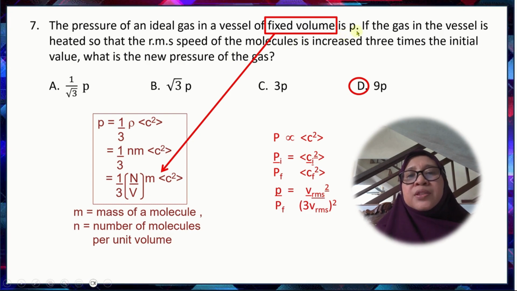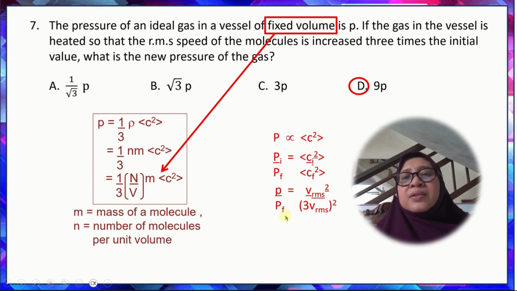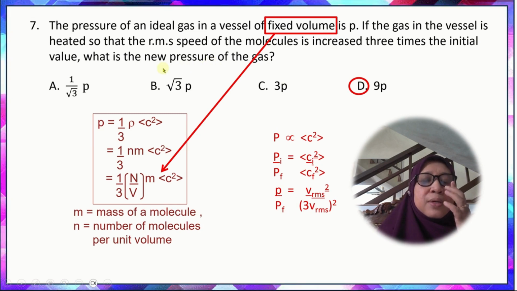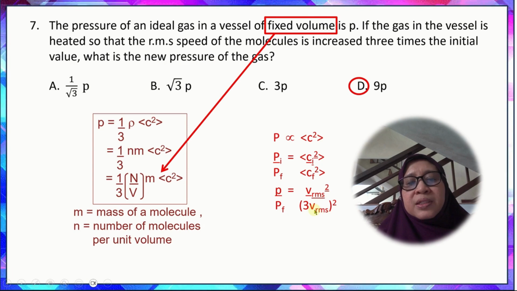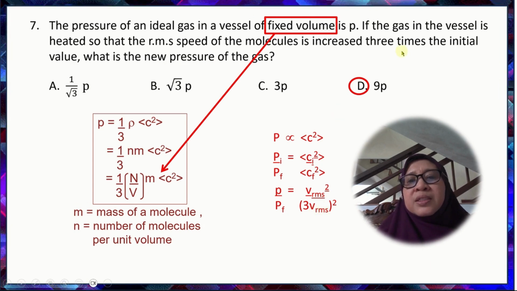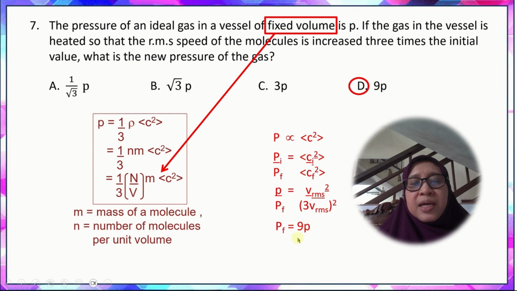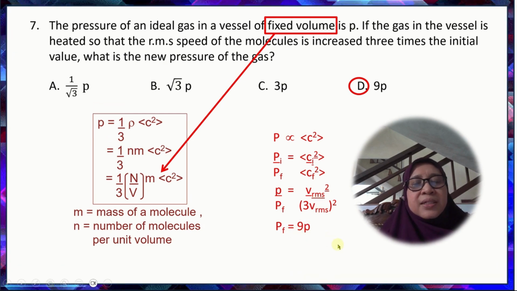Okay, so we must use this P. We substitute into the equation. This P is given. P final is what we are going to find, the new pressure. So v.r.m.s squared over 3 times v.r.m.s, because it is mentioned here that it increases 3 times. So we simplify, and we get P final equals 9P. So that's the answer.